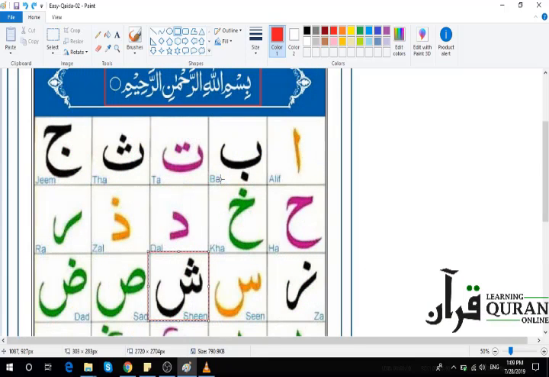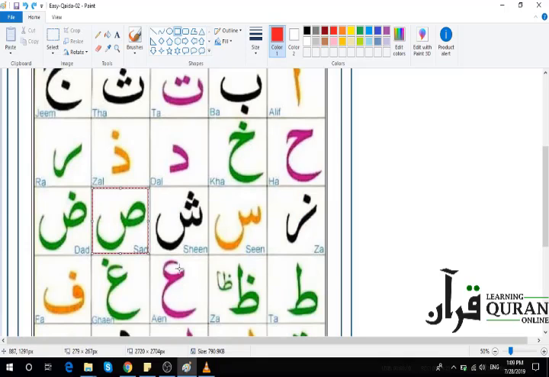Here we have one question for you, please answer me in the comment box. As I taught you, if there are three dots on the top, we call this tha, right? Which letter? The fourth letter of our lesson, tha. But see, in our next letter, we also have three dots on the top. So how can we differentiate between tha and sheen? Please answer me in the comment box. I am waiting for you. And now I am going to the next letter.